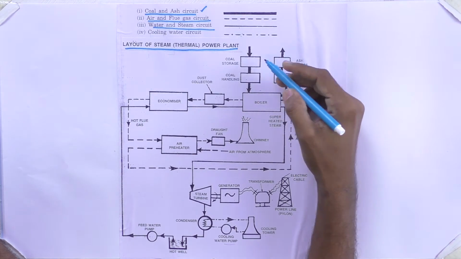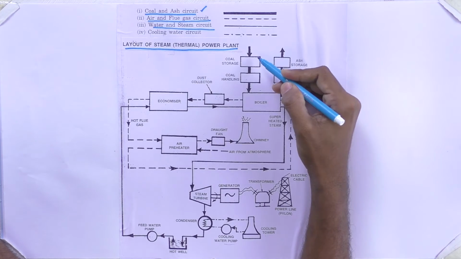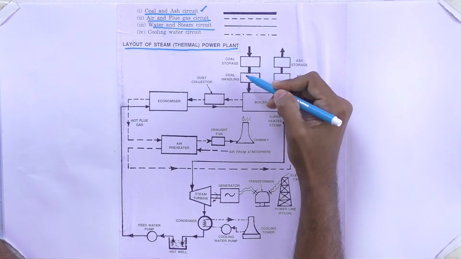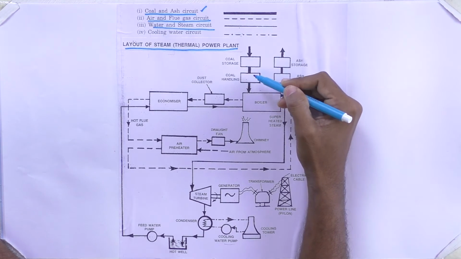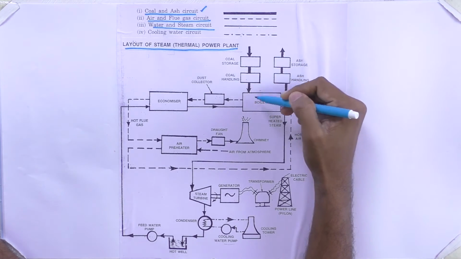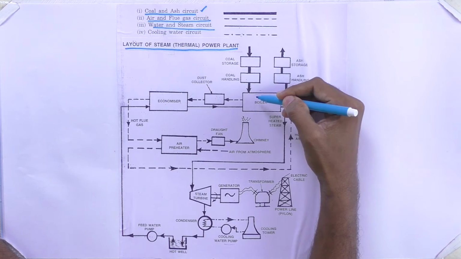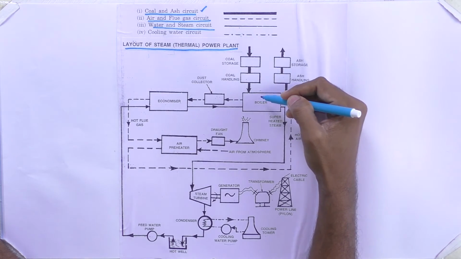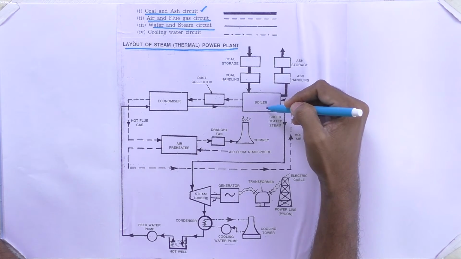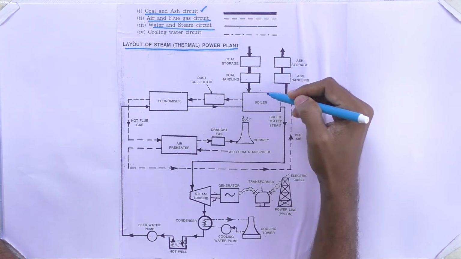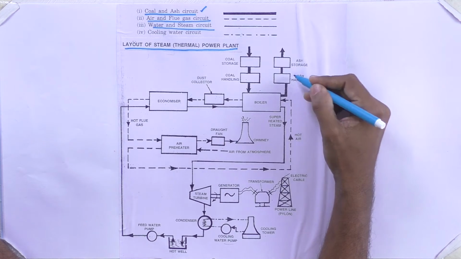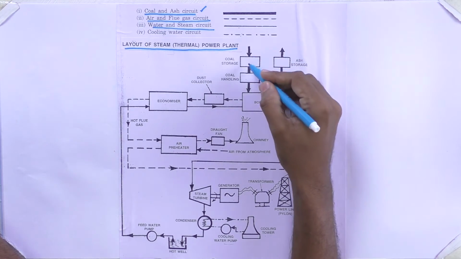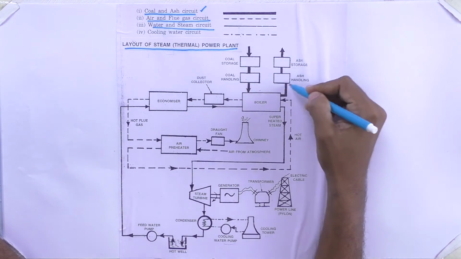So now we are going to concentrate only on the coal and ash circuit. Here we have a coal storage area. The coal is stored in this area. Then with the help of coal handling equipment, we bring the coal to the furnace area. The furnace is used to burn the coal, so that the coal gives heat energy to the boiler. After that it is converted into ash. With the help of ash handling devices, we bring that to the ash store area. This is the coal and ash circuit.